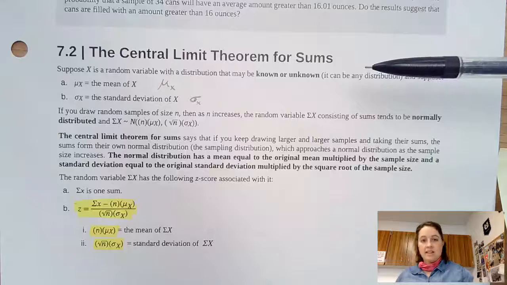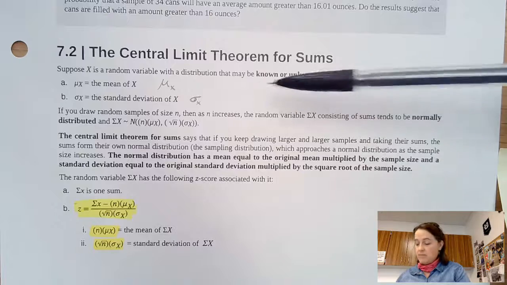Welcome back, guys. We're going to talk about the central limit theorem for sums. We just got done going over 7.1 and now we're going to start at 7.2. So this is going to be basically the same, but now it's going to be in regards to sums versus means. So if you'll go to your packet, this is section 7.2. Okay. All right, this is very similar to last time.